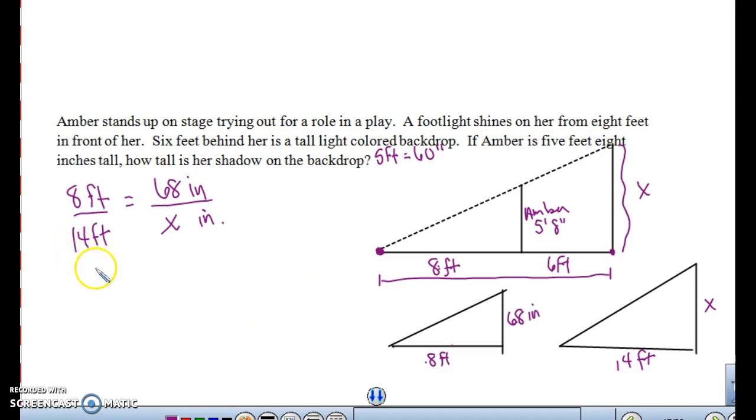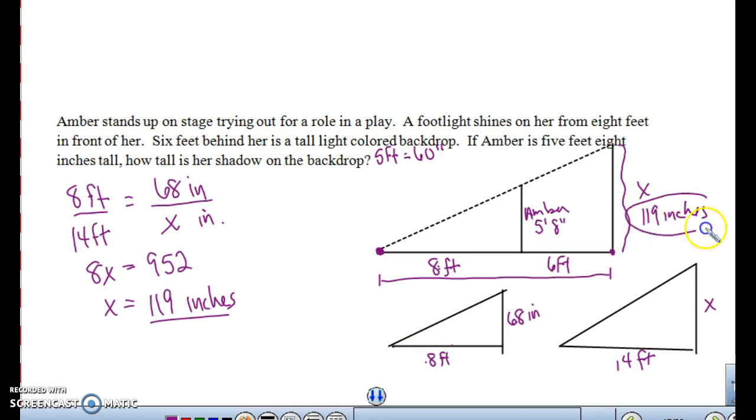All right, cross multiply, you get 8x is equal to 14 times 68, which is 952. And then divide by 8, and x is equal to 119. Now, since this is x units, what units is this in? Well, this is 119 inches. So, this value of x is 119 inches tall. That's how tall her shadow is.